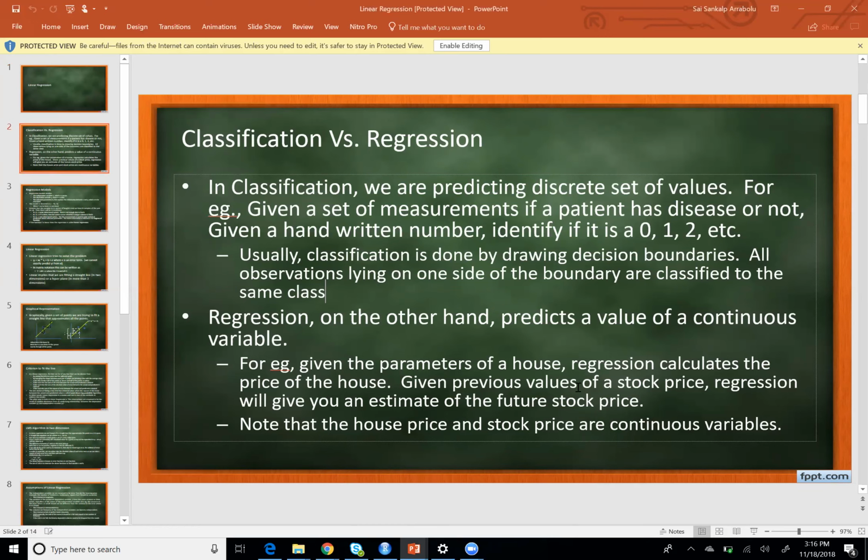One more example, which I've always been giving: given the prediction of stock price, regression will give you an estimate of the exact stock price. So it's not a classification problem. Note that house prices and stock prices are continuous values. Is this slide clear? Before I get into linear regression and logistic regression, I think it's important to understand when to use regression and when to use classification. In this regression problem, as I said, it's a continuous value prediction. Any questions on this? Any confusion between classification and regression?